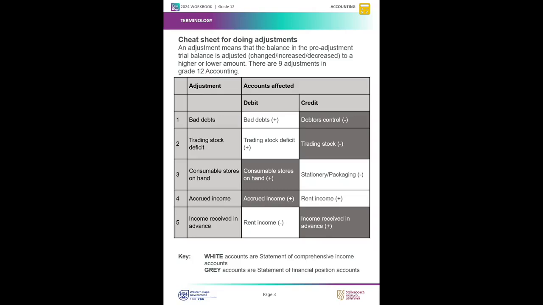Then the next one, my apologies, is income received in advance. So that obviously, it states in the wording, it is income that we received in advance. Another name for income received in advance is deferred income. So sometimes they will use deferred income. And what that means is that whatever income that we received in advance, we need to minus it from the income account, because that income is then not for the current financial year. That income would be for the next financial year.